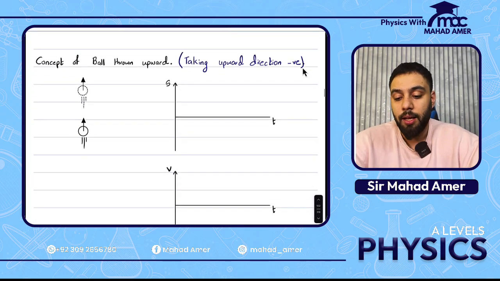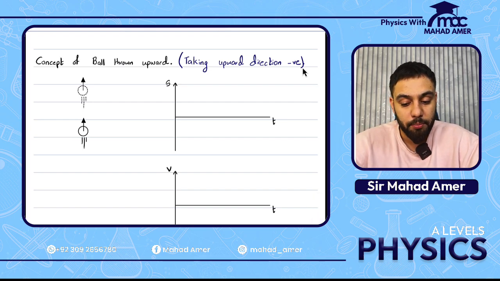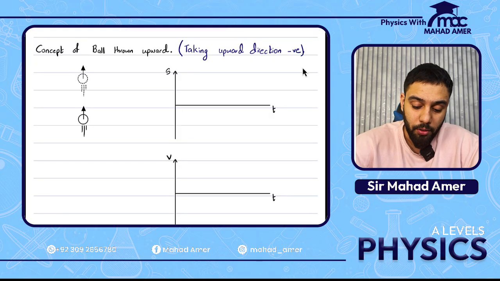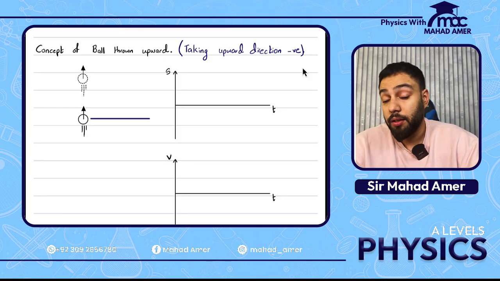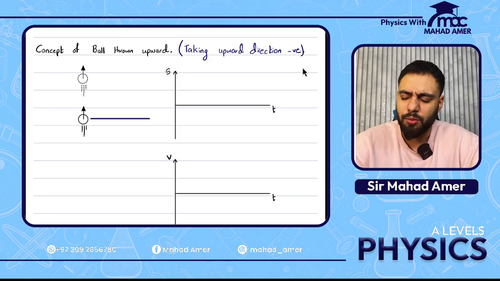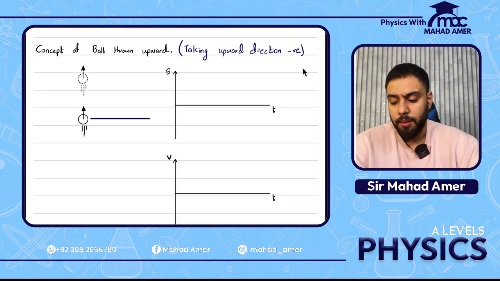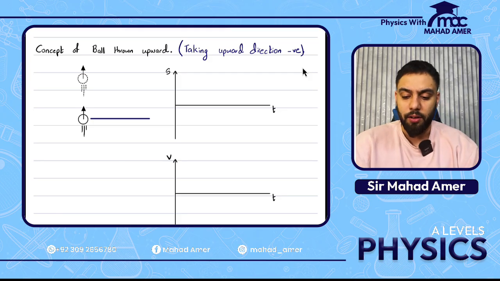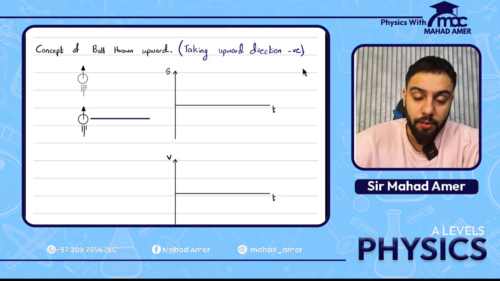Moving on. Now we have to discuss the concept of the ball thrown upwards, but this time we'll be taking the upward direction as negative. So if we take the upward direction as negative, the graph is going to flip. Now this is very important. Again, this is exceptionally important. This concept is asked a lot of times, and hopefully this will be clear.